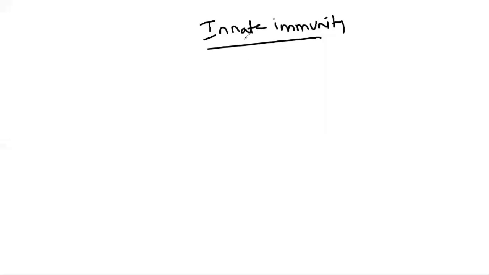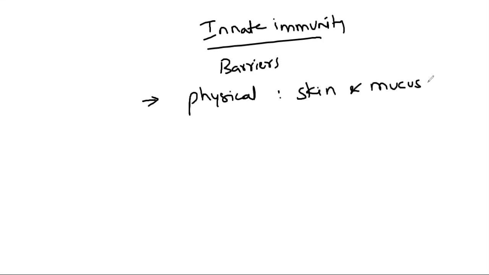First, we'll say about the innate immunity. In this innate immunity, we can observe different types of barriers. Now, what are the different barriers which are found in this immune system? We'll see. Number one, physical barriers. This includes skin and a mucous membrane.